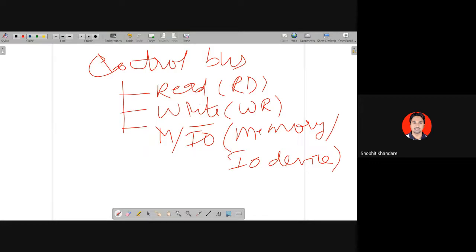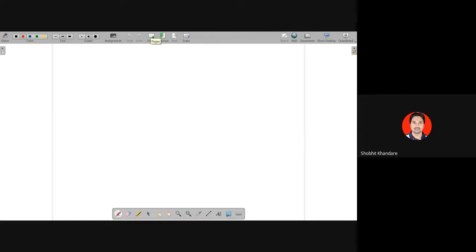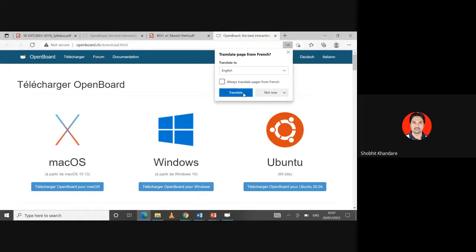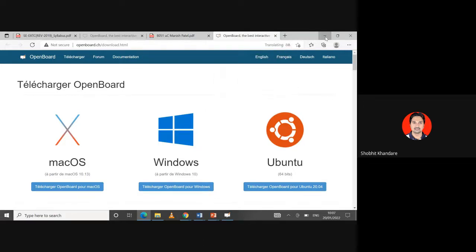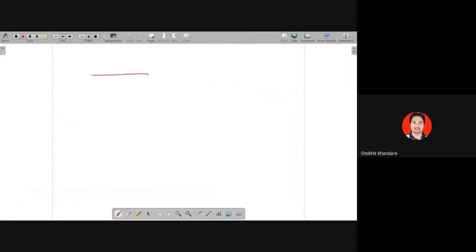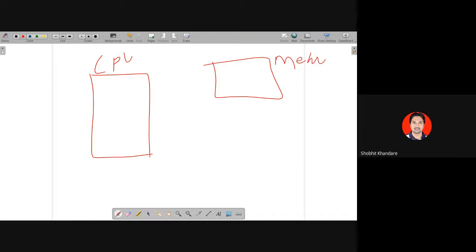Okay, so depending upon this, now let me tell you how the signals are generated. Now suppose this is your CPU. Here is your memory and here is your IO devices.